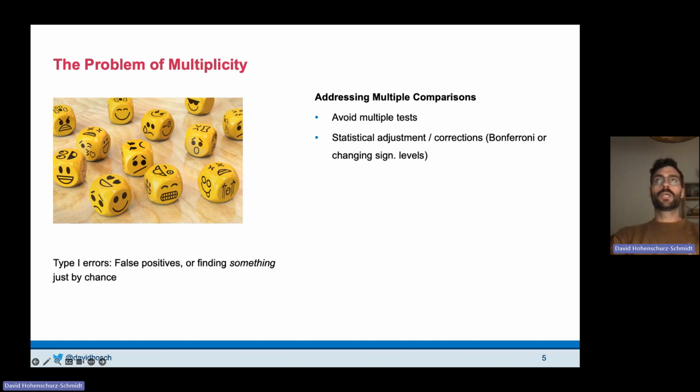You may have heard a beautiful word, Bonferroni. Bonferroni adjustments or corrections basically mean that you make your significance level lower and lower for each test that you run. Similarly, rather than following that particular method, you can just pick a lower significance threshold. For example, not 0.05, but 0.01 or even 0.001.